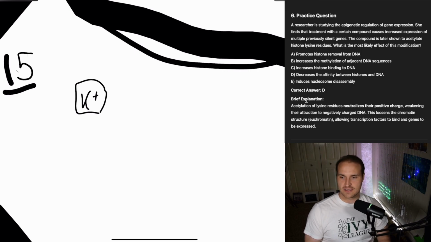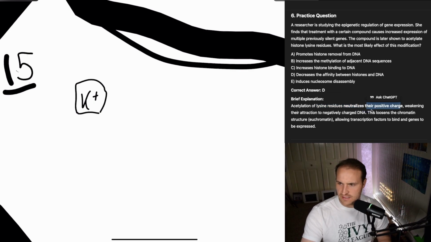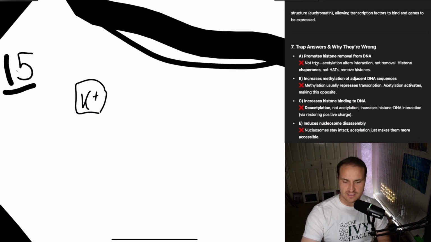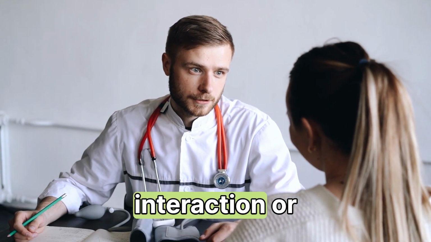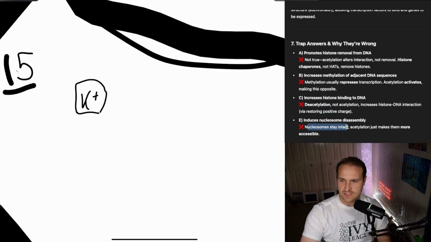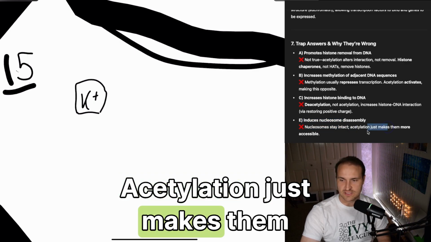So this is all about acetylation, right? And acetylation of lysine, it says here, neutralizes their positive charge, weakening their attraction to negatively charged DNA, loosening the chromatin structure, allowing transcription factors to bind. The trap answers, I'm going to explain in my own words here. Promotes histone removal: acetylation alters interaction, not removal. Just alters, doesn't remove. B, increased methylation, that would repress it. You methylate, you're constricting it down really tight. Increased histone binding: deacetylation increases histone-DNA interaction, restoring your positive charge. Nucleosomes stay intact for the inducing of nucleosome disassembly. Acetylation just makes them more accessible.